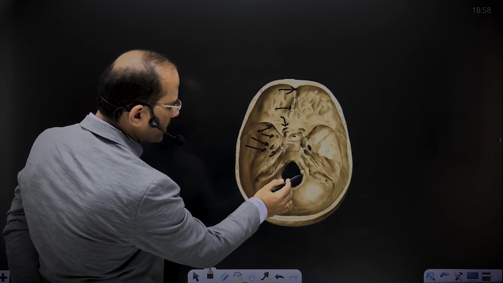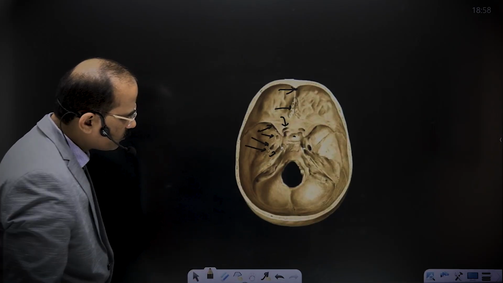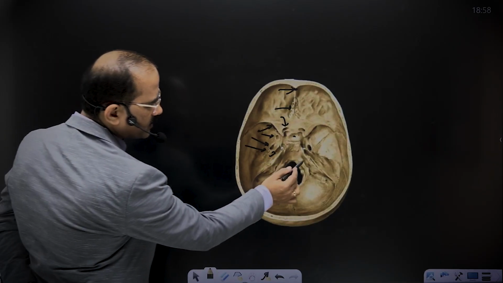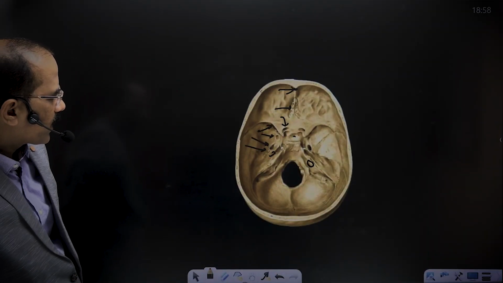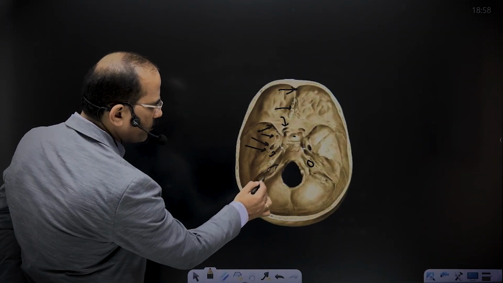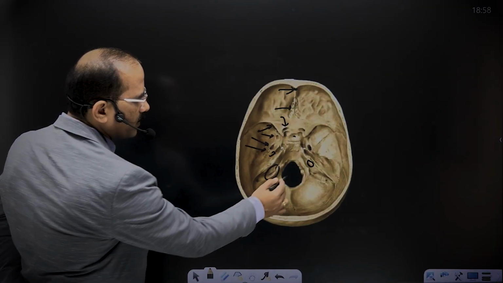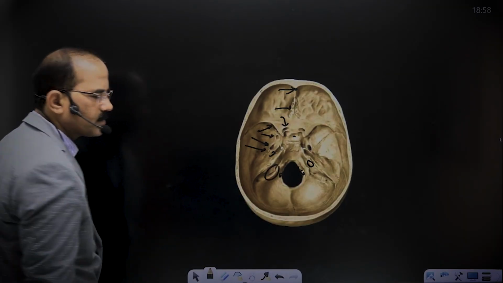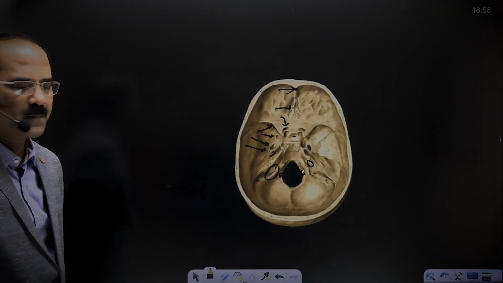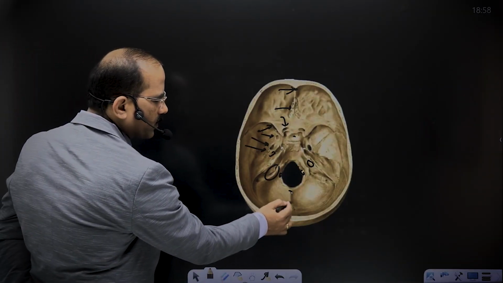That's the petrous part of temporal bone, right? And you'll find a foramen here, not very clearly seen. What is the name of this foramen? Internal acoustic meatus. You get a big foramen here. That's the jugular foramen. That's the foramen magnum. And on either side, there's a foramen here. That's the hypoglossal canal.